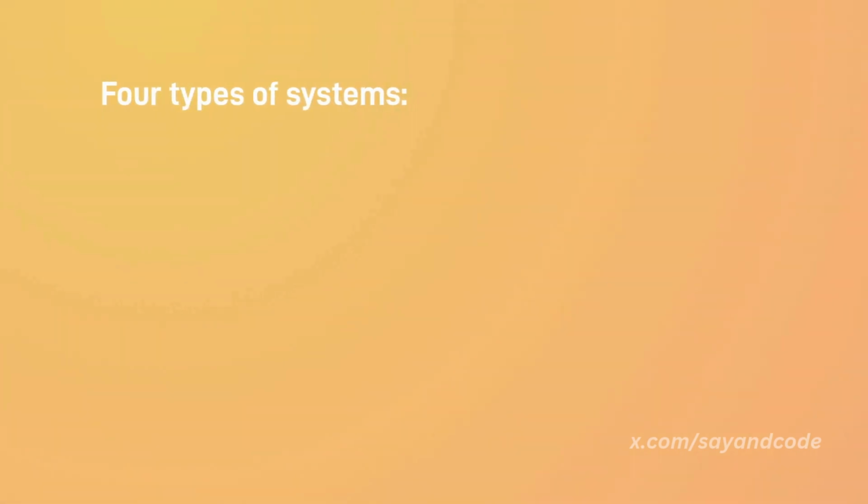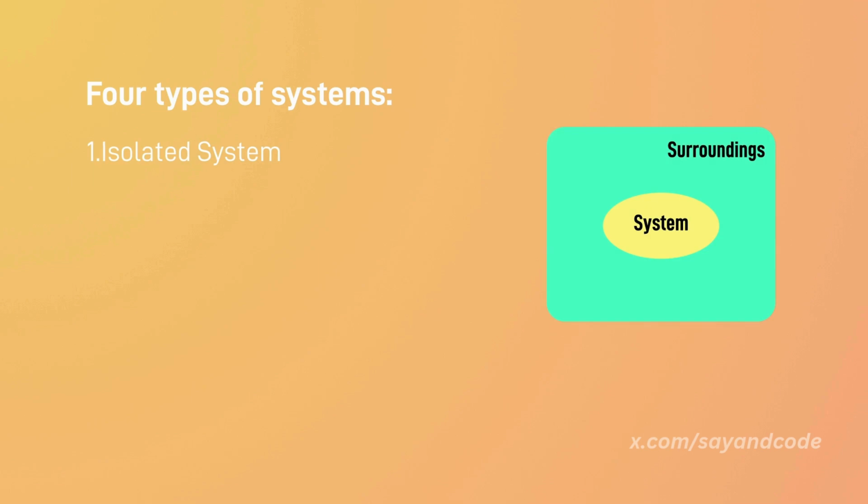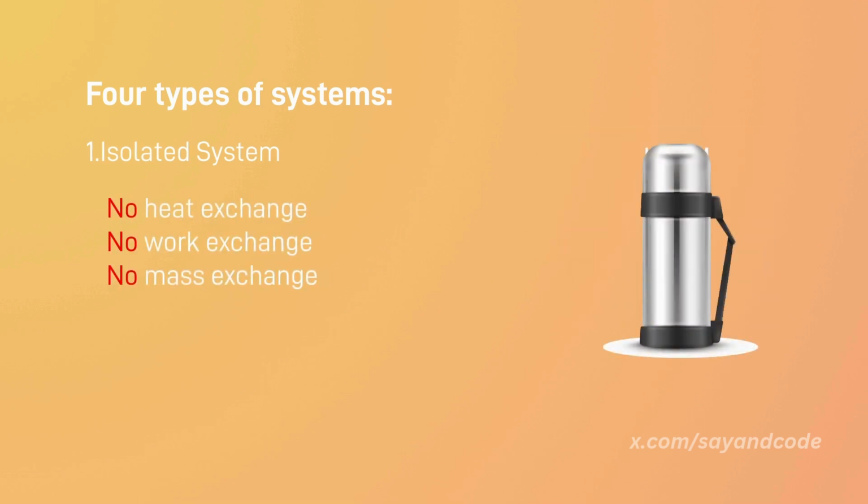There are 4 types of systems. Number 1. Isolated system. A system which does not exchange any mass or energy, that is work or heat, with the surroundings, is called an isolated system. An example is a thermos flask, because water stays hot. That is, no energy goes in or out as heat. Also, water stays inside. That is, no mass goes in or out.